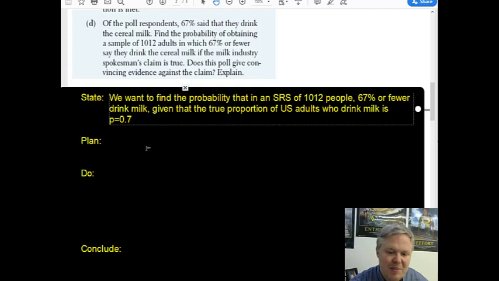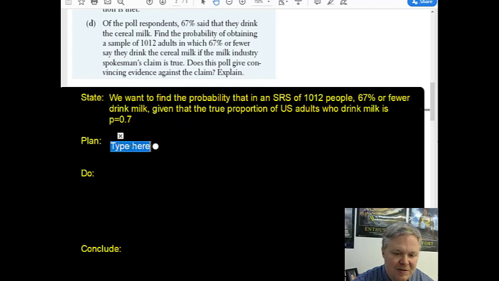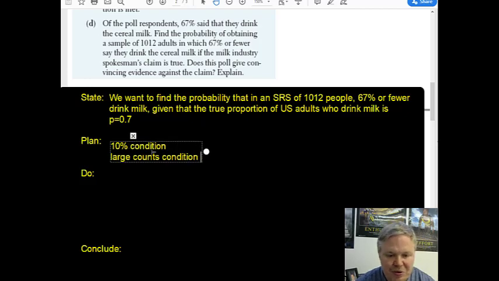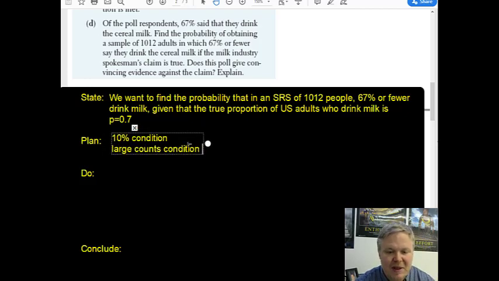In our plan statement, we're checking our conditions. Here we're simply checking the two conditions. Did we fulfill the 10% condition? We already checked that above. And did we fulfill the large counts condition? That we already checked above. So you do need to write that out, that these were checked above.